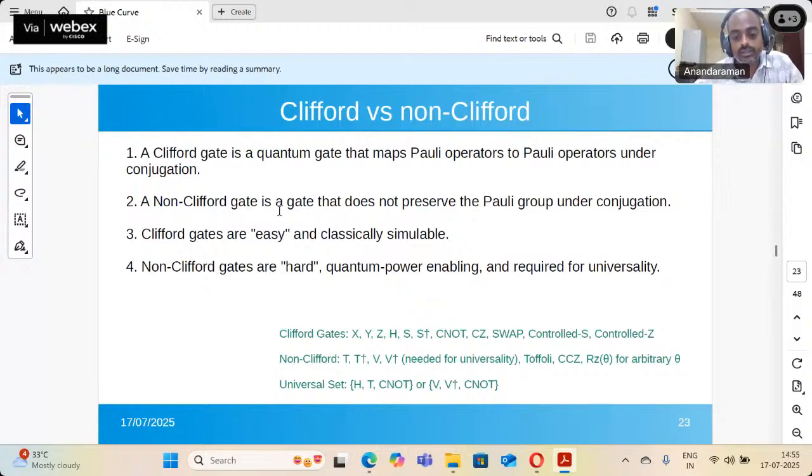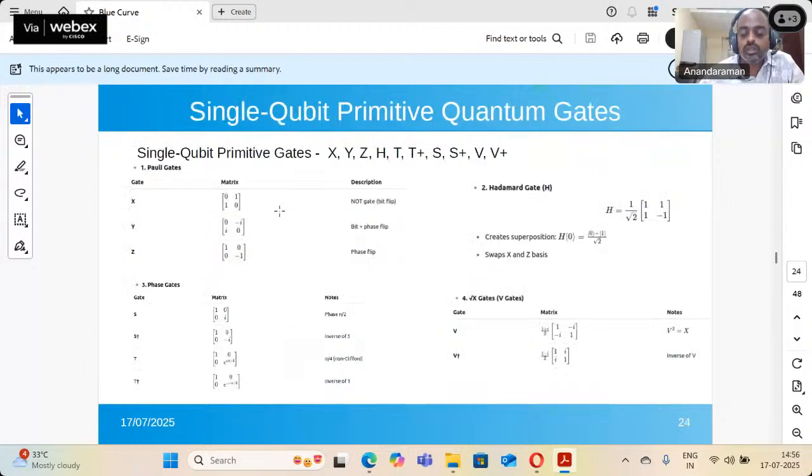Okay, universal gates: H, T, CNOT. So these are some of the universal gates. Like in classical computing also we have universal gates, NAND gate, NOR gate. Similarly here also we have. This is just a classification. If the input is Pauli and the output is also a Pauli operation, then it is called a Clifford gate. If the input is Pauli and the output becomes non-Pauli, then it is a non-Clifford gate. This is just a categorization.